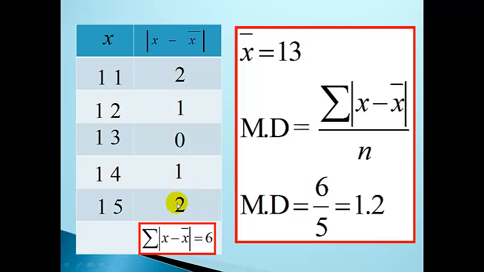Now we have to find the summation of the magnitude of x minus x bar. So 2 plus 1 plus 0 plus 1 plus 2, the answer is 6. Now the mean deviation will be equal to the summation of the magnitude of x minus x bar divided by n. This is equal to 6 divided by 5, which is equal to 1.2. So the mean deviation of the set of numbers given in the question is 1.2.